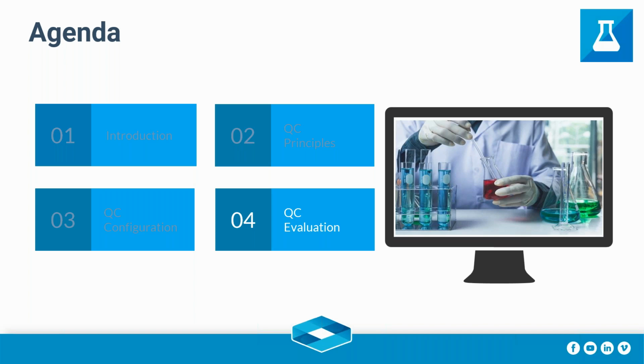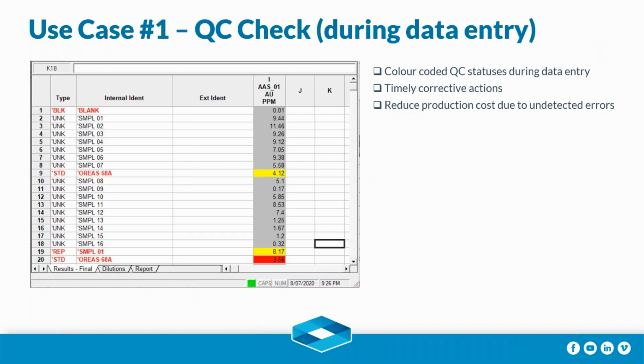Next is the evaluation of QC result. How do we do that, and by what means? Let me show you how. We have a number of use cases here. Use case number 1, QC checking during data entry.